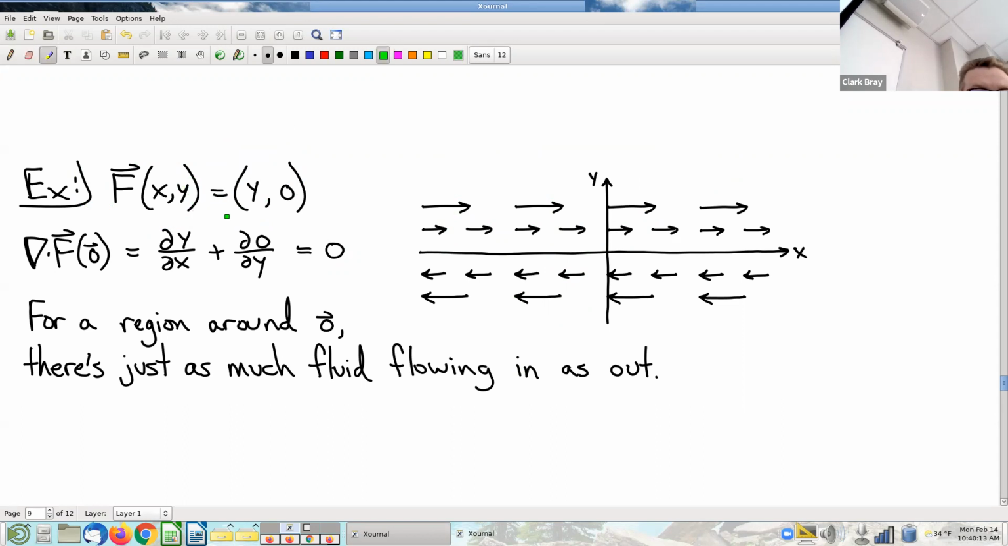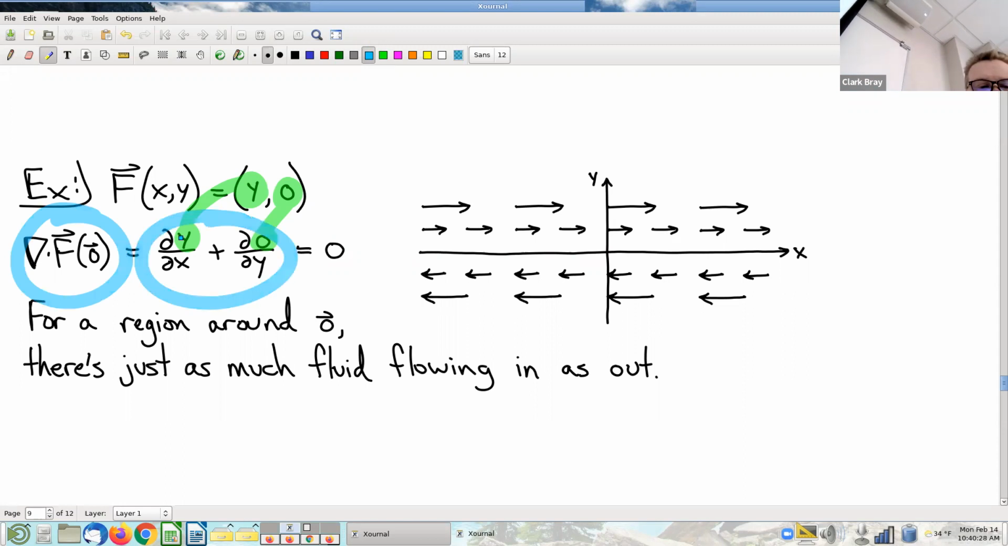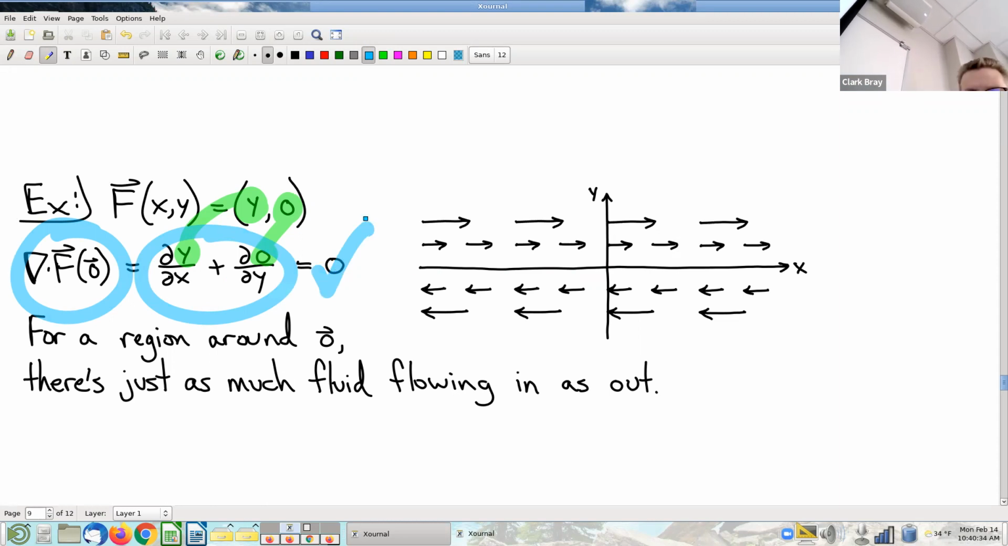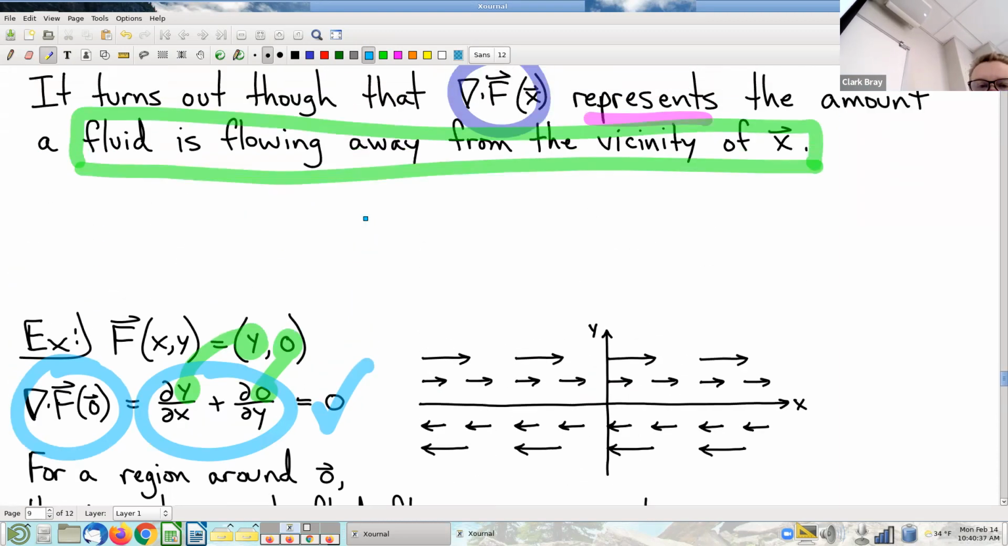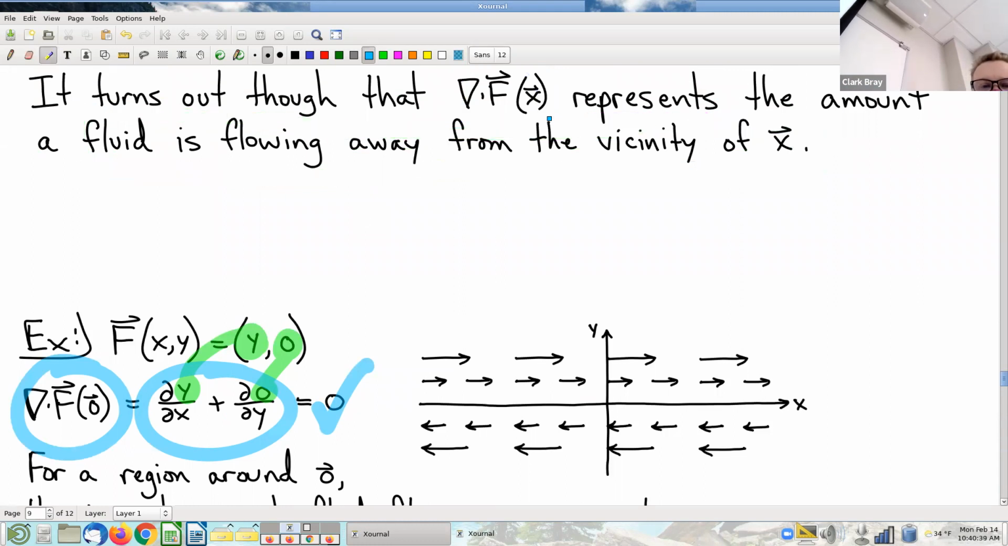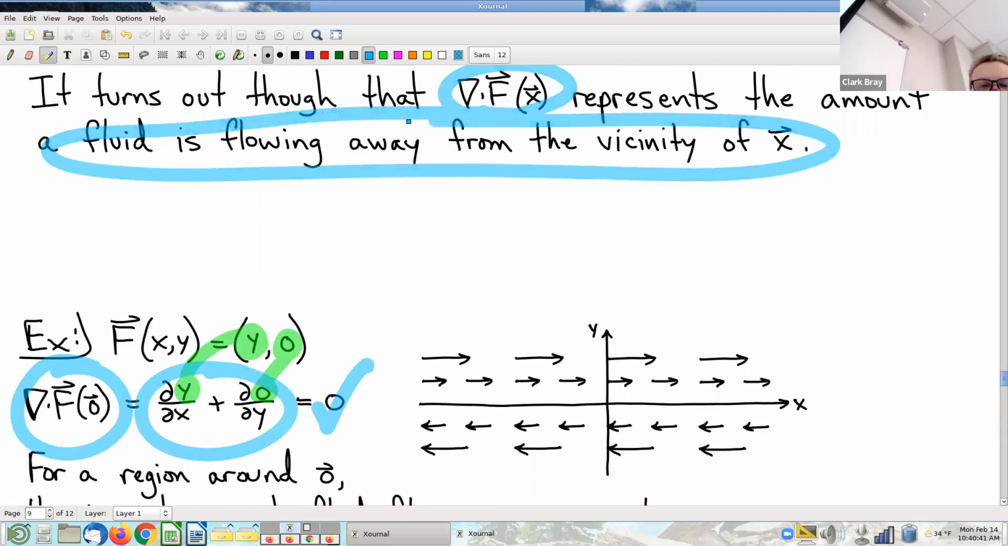Y'all can compute right now the divergence of this thing. Now, again, this is a two-dimensional example, and we typically think about three-dimensional examples, but it's just much easier to draw the pictures here. But y'all can compute the divergence, right? The divergence is that sum, which is 0. And I claim that that tracks with the assertion we've made up here, that the divergence represents the amount of fluid that's generally flowing outward from a general vicinity.